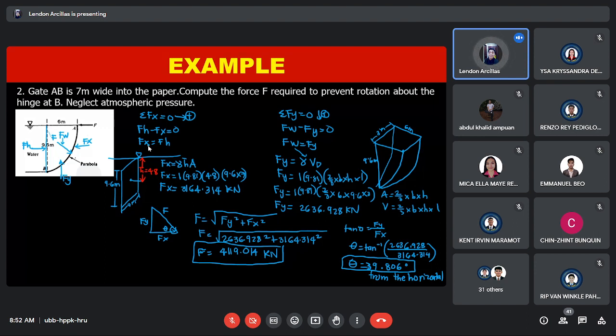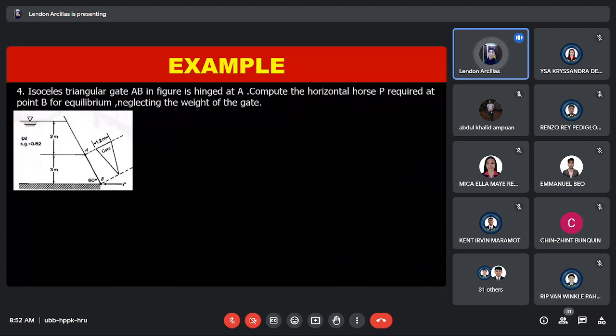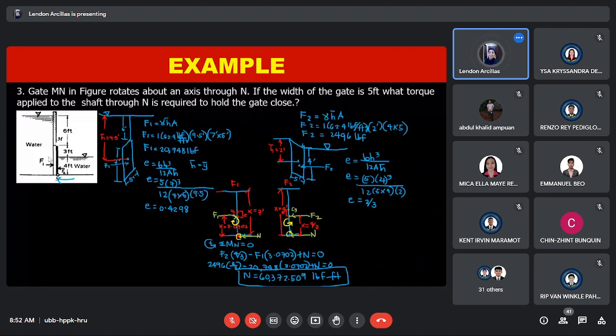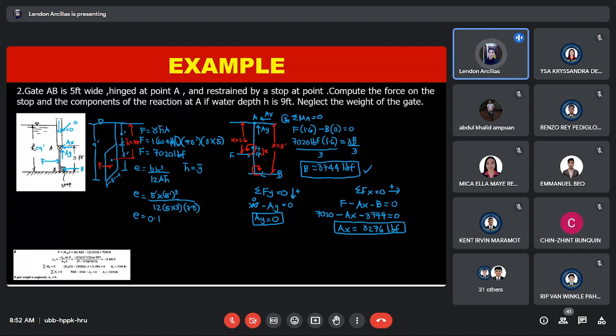So let's have a break first and then we solve another problem. Dagdagan natin ng hinge yung ating gate. So like what we solved earlier, we include the hinges or the supports, hinge A sub X and A sub Y. So that is also applicable to the curvature. So it is more complicated when it is curved.